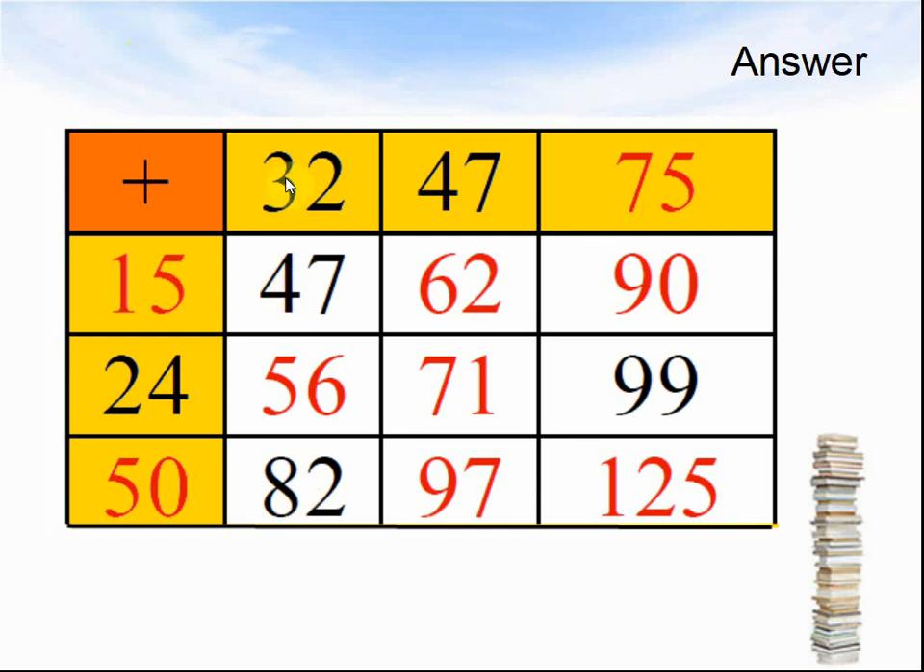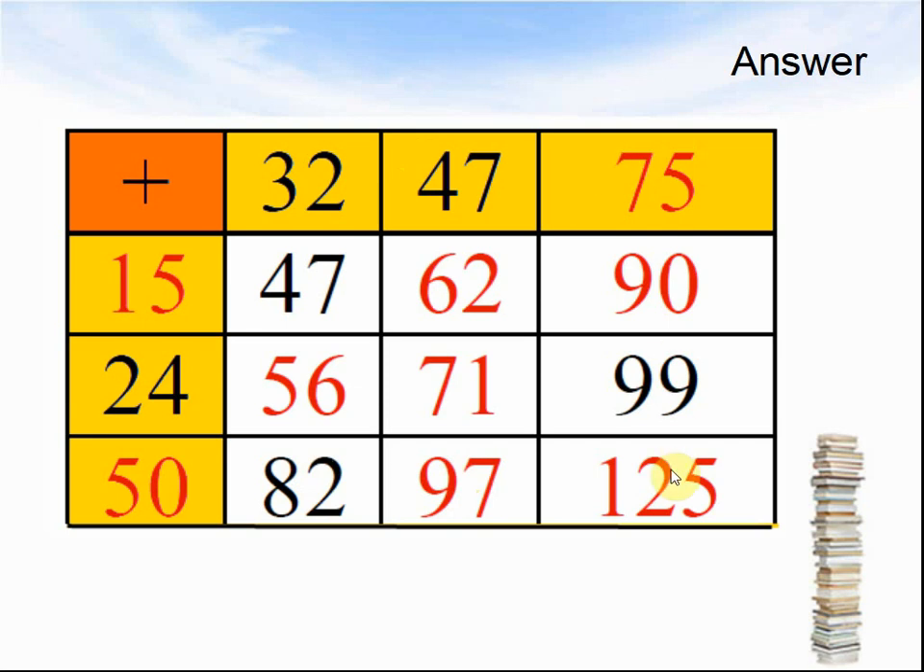15 plus 32 equals 47. 15 plus 47 equals 62. 15 plus 75 equals 90. 24 plus 32 equals 56. 24 plus 47 equals 71. 24 plus 75 equals 99. 50 plus 32 equals 82. 50 plus 47 equals 97. 50 plus 75 equals 125.